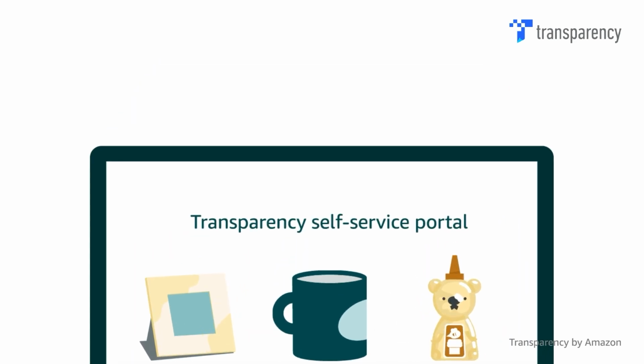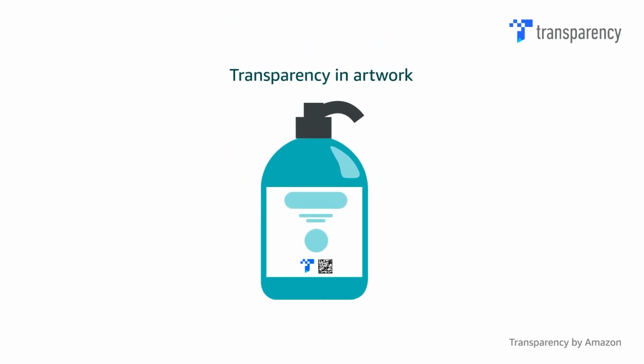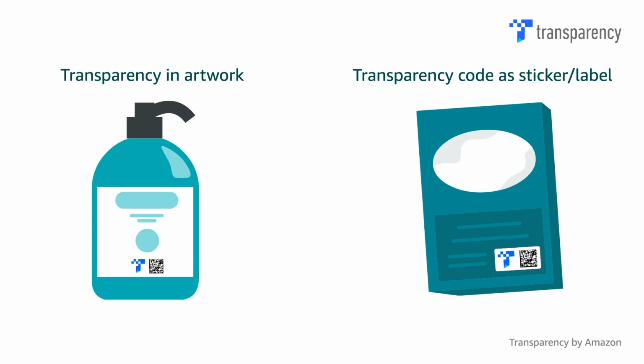Next, you will determine your method of printing the Transparency 2D data matrix code. This is essential in defining how you will standardize your operations. There are 2 printing methods: incorporating transparency in your artwork, otherwise known as design in, or printing the transparency codes on a sticker or a label.